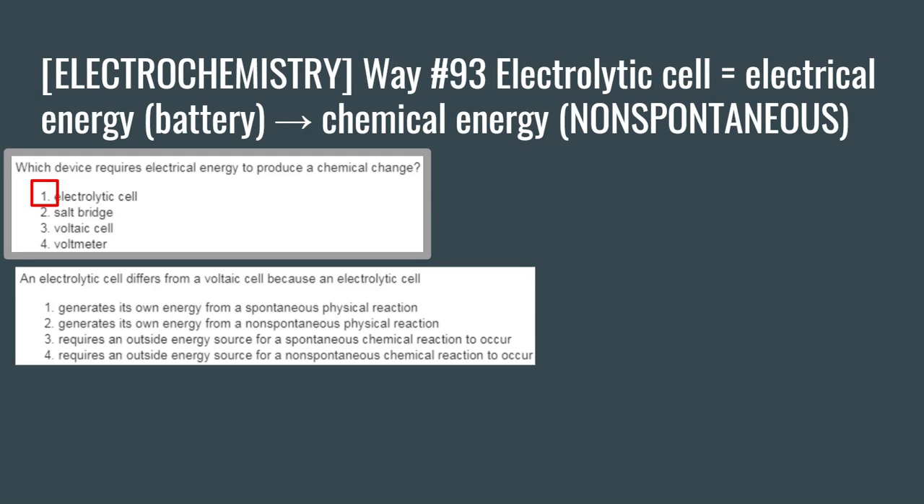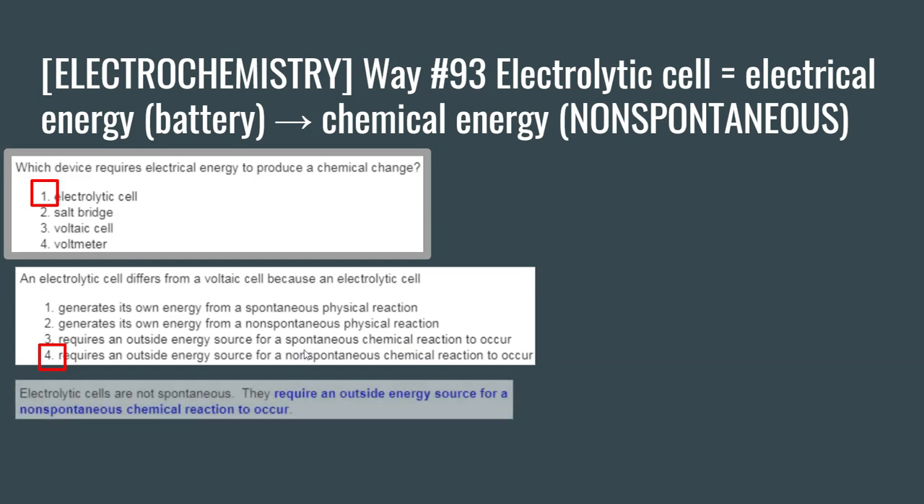Again, if you said answer choice 4, you got it correct. And this comes straight from the definition. We're using some outside energy source from a battery to cause a non-spontaneous chemical reaction to occur. Basically, it's saying we're using the energy of a battery to power a chemical reaction that wouldn't naturally occur on its own, therefore making it non-spontaneous.